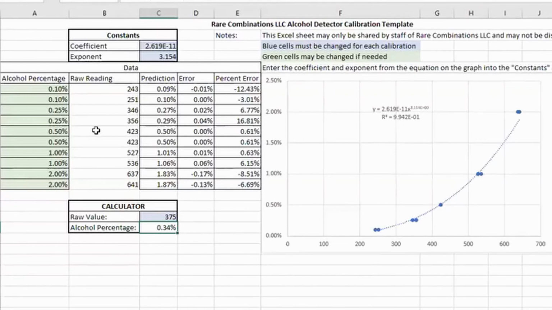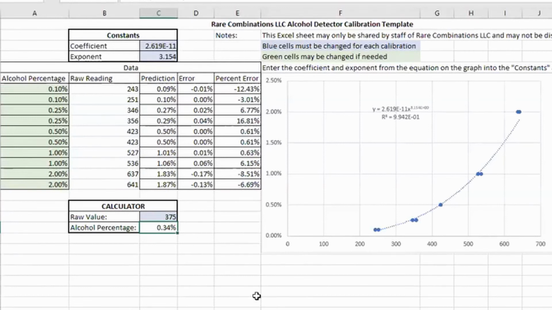An additional thing that you can do to improve the accuracy even further is change the data that you use. So say, for example, you don't care about 2% alcohol content. Everything that you test is well below 1%, and almost everything is below 0.5%. So you don't really need to know what's going on in the 2% range. So here's what you can do.